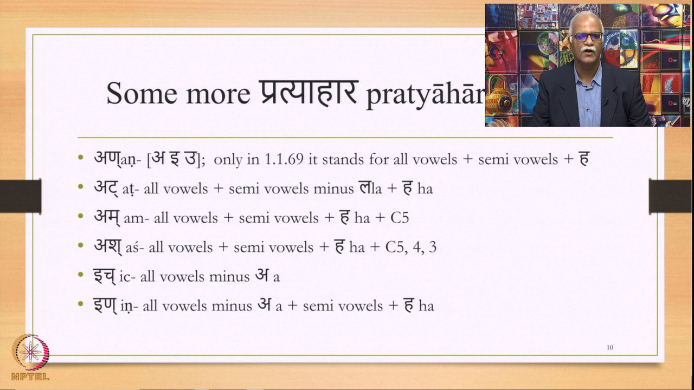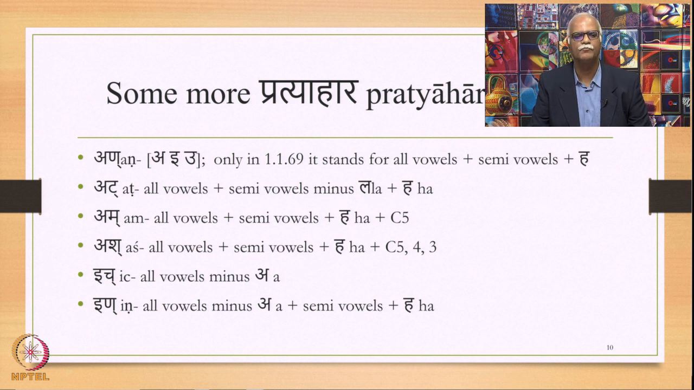Ac stands for all vowels. At stands for all vowels plus semi vowels minus l of course and ha. So at is from Sutra 1 to 5. Am stands for all vowels plus semi vowels plus ha plus consonants in column 5. Ash stands for all vowels plus semi vowels plus ha, and consonants in column 5, 4 and 3. Ik stands for all vowels minus a.